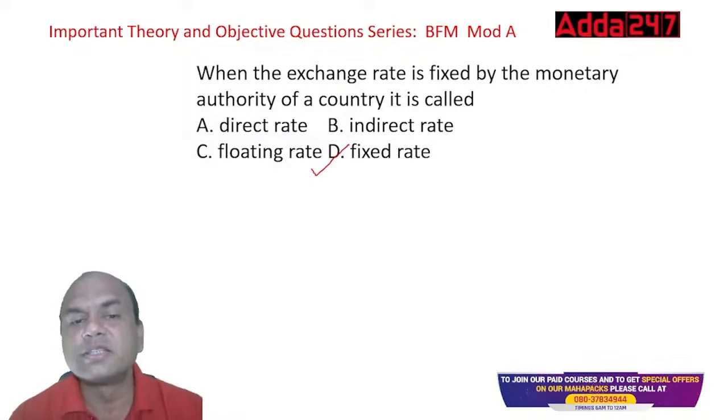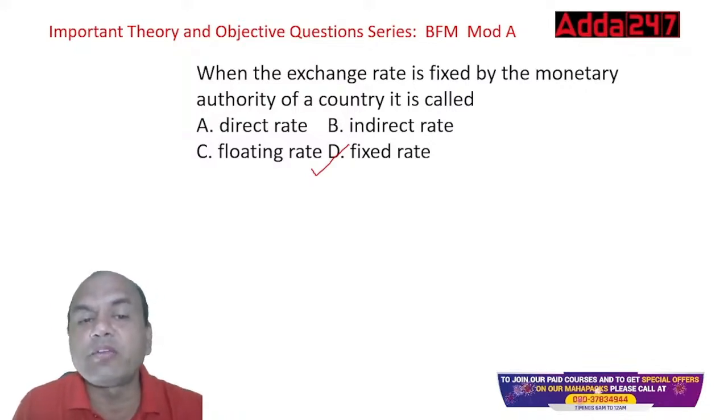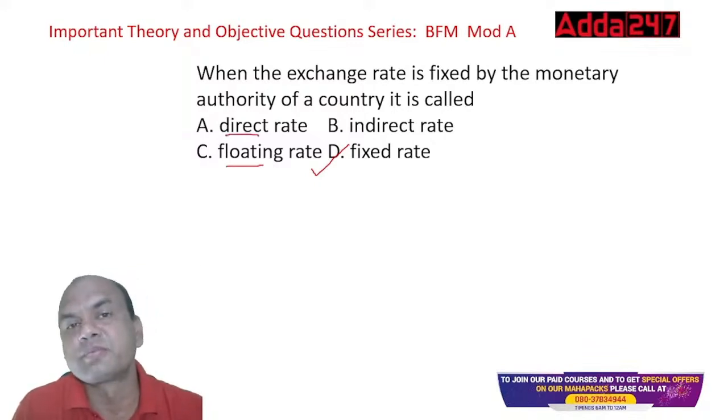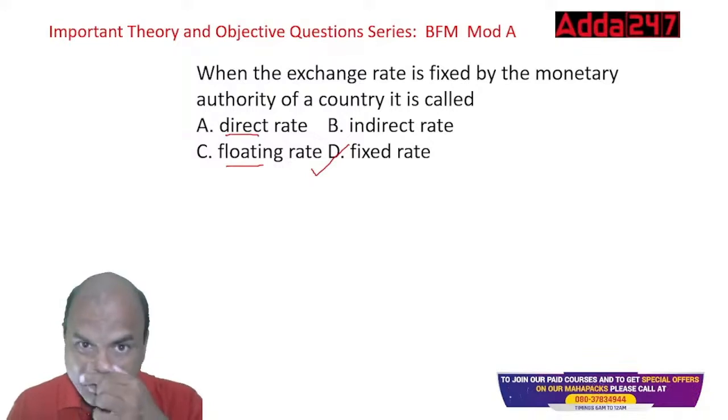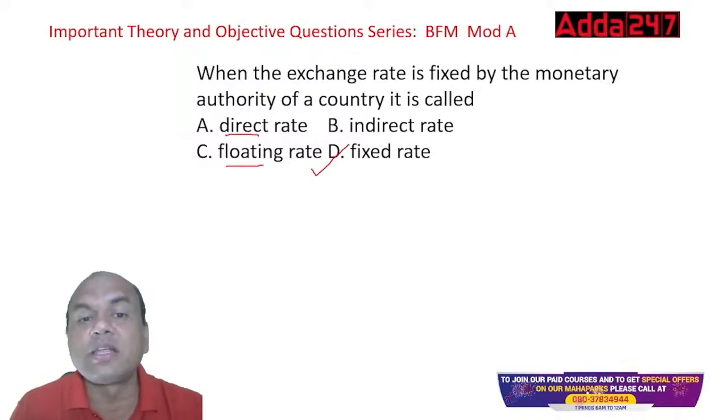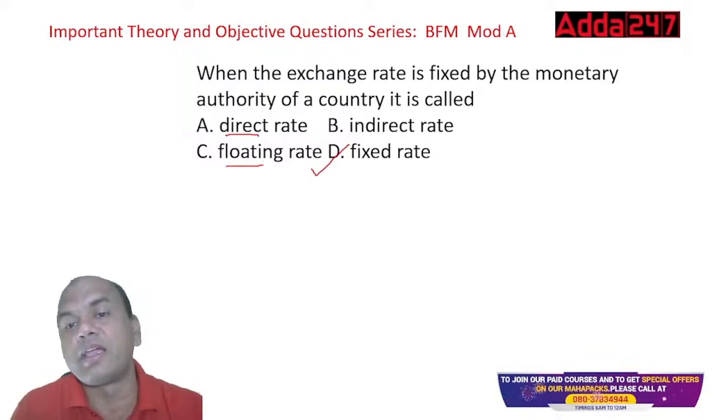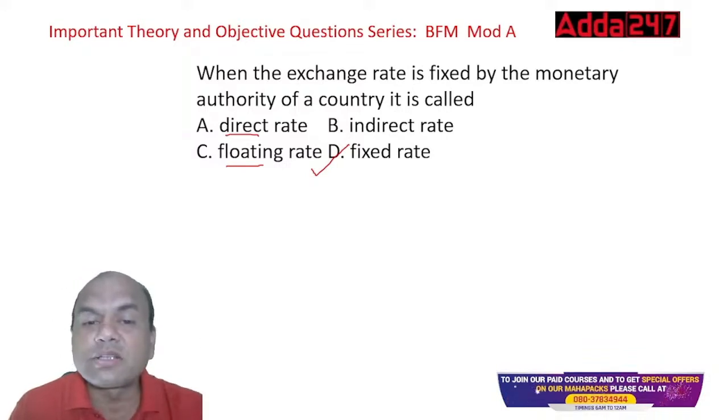Floating means, see, two things you always remember. In India, we always follow, one is direct rate system and second is floating rate system. Direct means rupee is fluctuating, dollar is constant. Okay, and floating means it depends on the demand and supply. Then in which country is this fixed then? Which country says it's fixed?